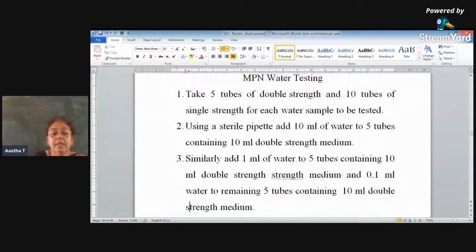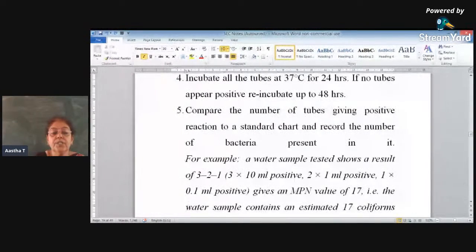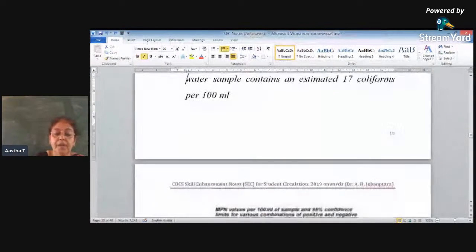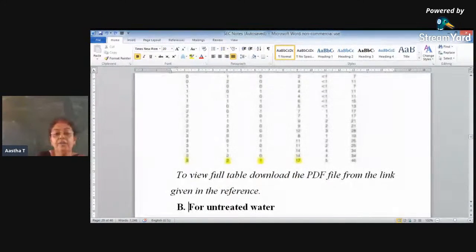So this is the common procedure which is used. So 3, 2, 1, if it is there, then 3 into 10 ml positive, 2 into 1 ml positive, 1 into 0.1 ml positive, MPN value is 17. So this is how you calculate the number of coliforms per 100 ml of the sample. This is the McCrady's table which is used for calculating.